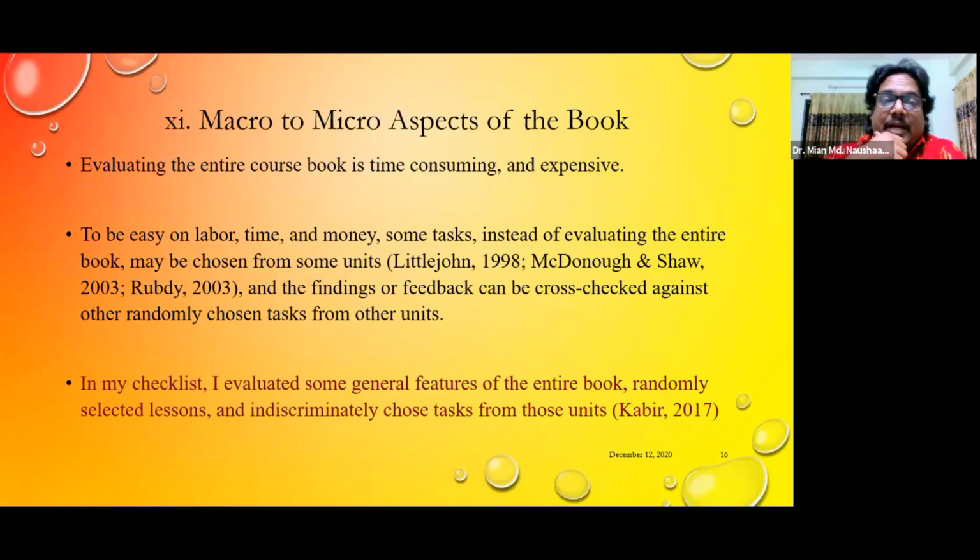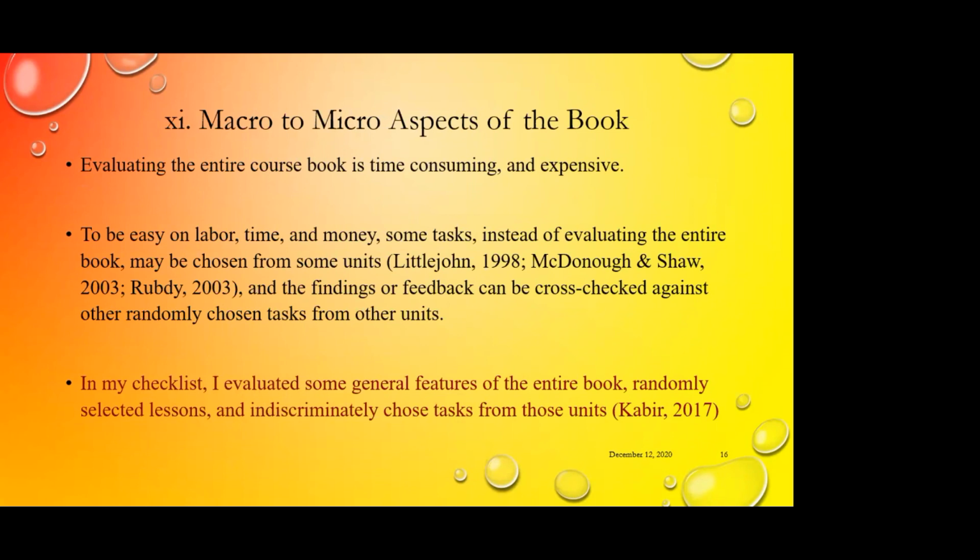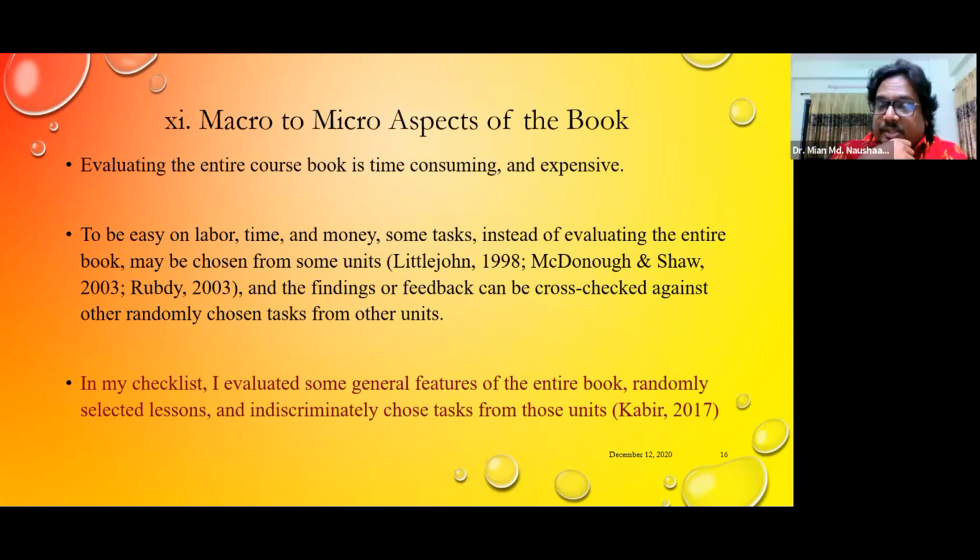So I'm towards the end of my discussion, and here I'll be talking about the macro to micro aspects of the book. If you really want to evaluate the entire course book, it can be time consuming, expensive, and sometimes unnecessary. For example, if you are given 10 books to evaluate, then it will take a year to evaluate the entire books. So what can you do? What is the solution, to be easy on labor, time and also money?